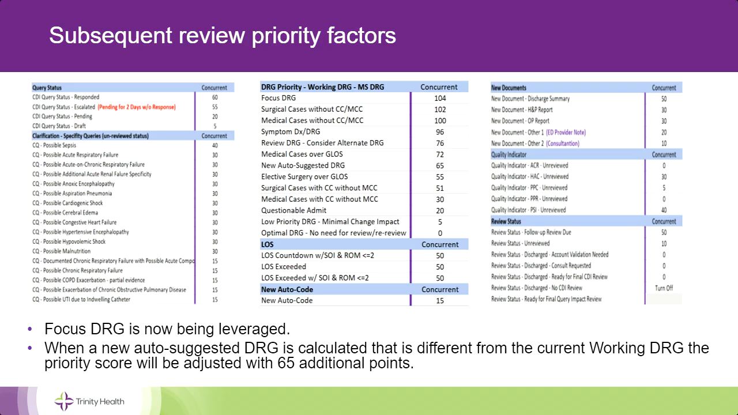And when you go back and look at the column sort order for our subsequent and discharge review list, you'll see that we position the CDS's working DRG column right next to the auto-suggested DRG column. So when that priority score is triggered, adding those 65 points, they can do a quick look right from their work list at what those 2 different DRGs are.